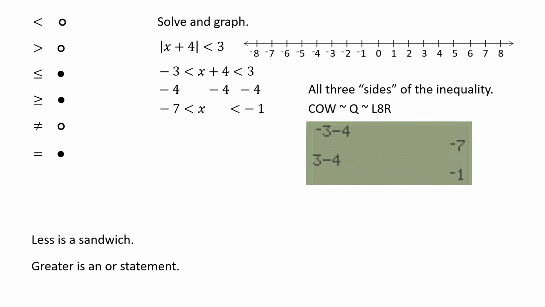And because we've just got the less than symbol, we're going to use open circles. I'll need them at negative 7 and negative 1. Because x is between those values, we shade in between. And so our solution is negative 7 is less than x is less than negative 1. And I have successfully graphed that solution on the number line.